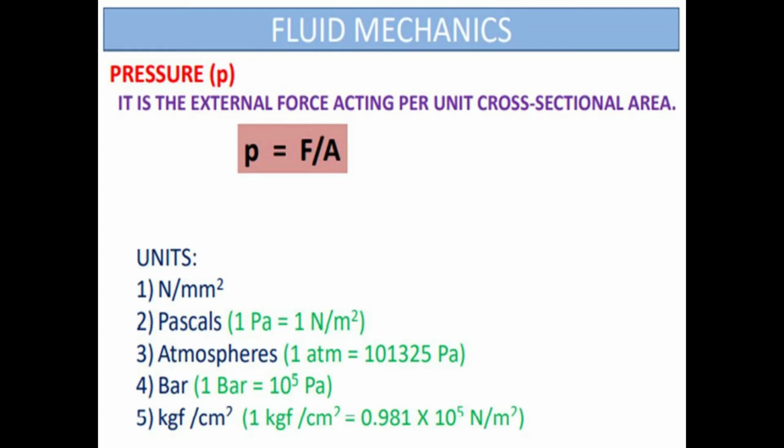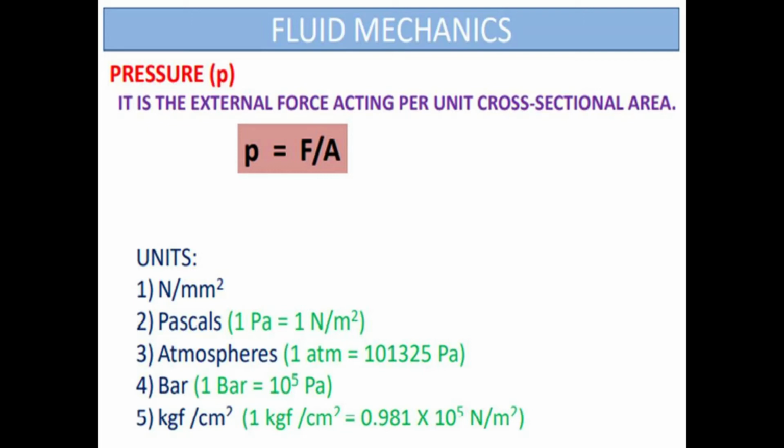Pressure is denoted with small p. It is defined as external force acting per unit cross-sectional area. Pressure, P, is equal to external force acting, F, per unit cross-sectional area, A. P is equal to F by A. We know, force is measured in newtons and area in millimeters square. Units of pressure are newtons per millimeters square.